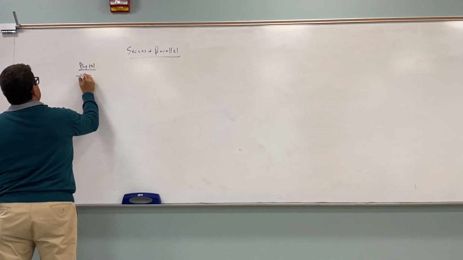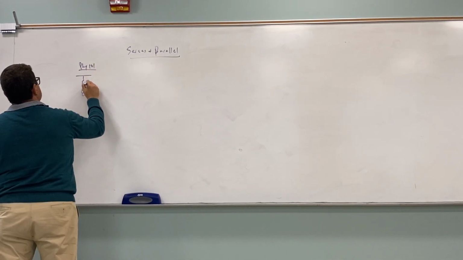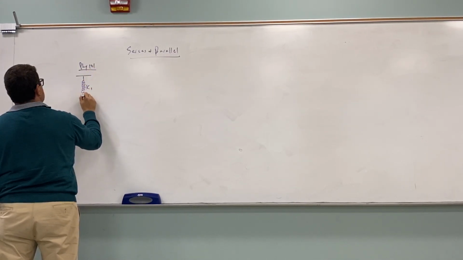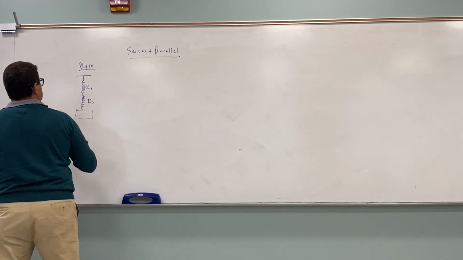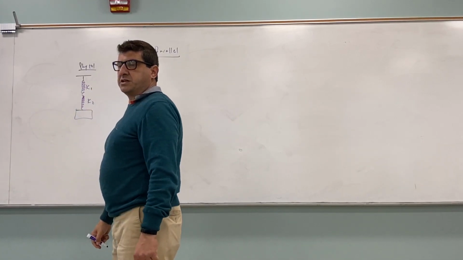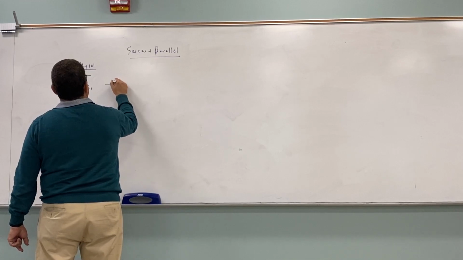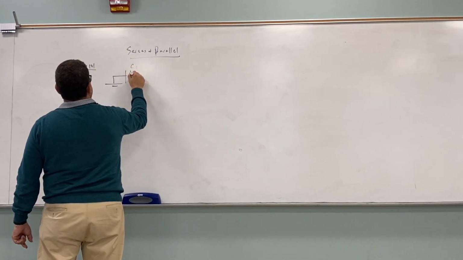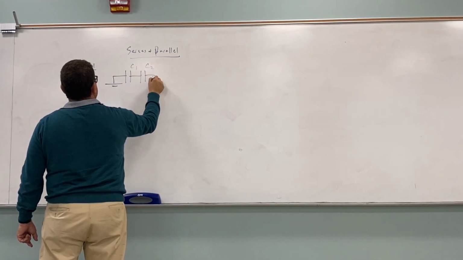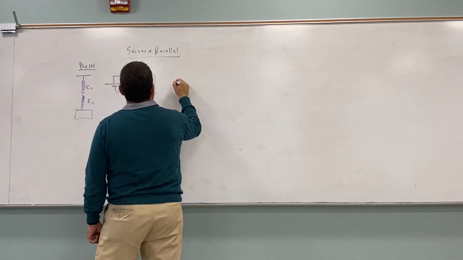So we have a spring with a certain Hooke's constant K1, and then another spring, Hooke's constant K2. This is in series, you see. So how do they add up in series? Okay, how about capacitors? C1, C2. How about resistors?